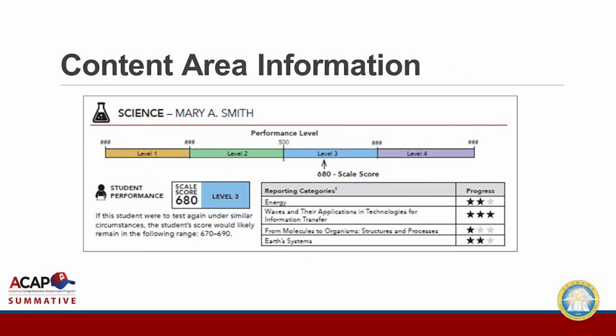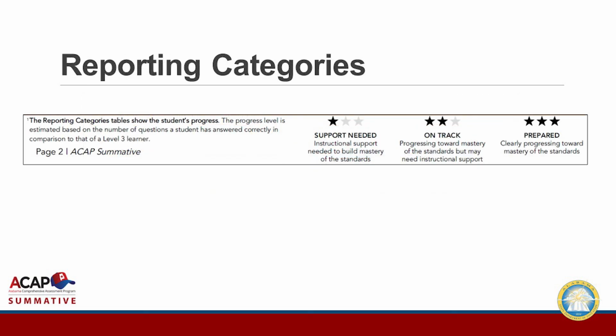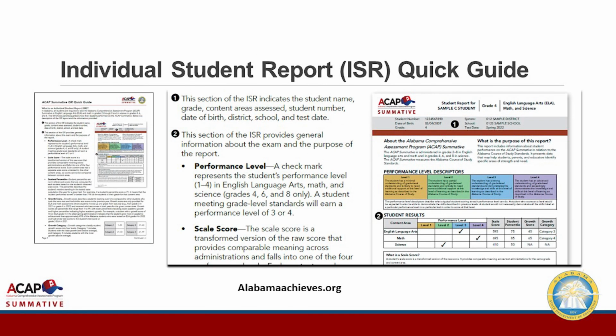Finally, at the bottom of the page, if your student took the science test, you'll see the same information for science that you see for ELA and math. At the very bottom, you'll see some more technical information about the reporting categories and what the progress stars mean. That's a lot of information packed into a 2-page report.